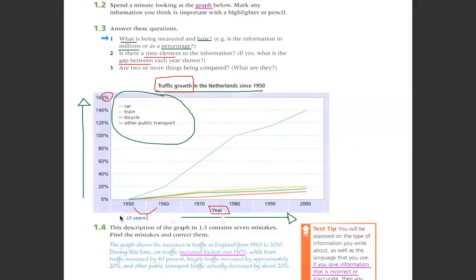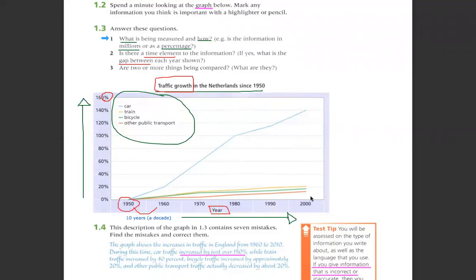And a lot of you are saying a decade, which is great. This is another way of saying 10 years. If you don't know this word, a decade, please write it down. This means 10 years. This is a good paraphrase word. Okay, so traffic growth is being measured in percentages from 1950 to 2000, and it shows us a decade period between each year. So as well as the gap between each year, we need to think about the whole time span.